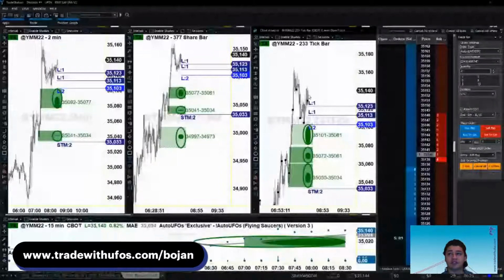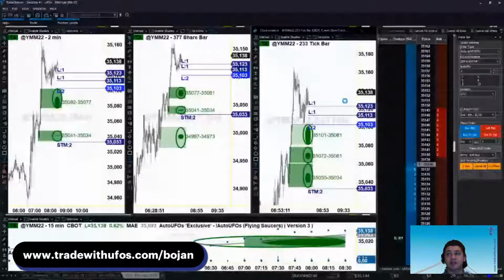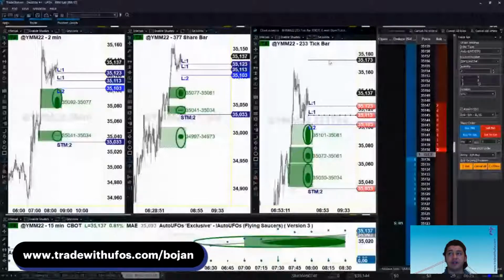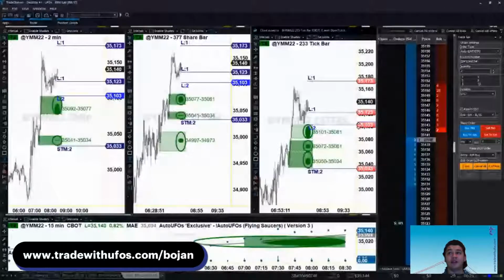35,173. See, this is what I don't like about this trade in particular. I'll show you right now. Let's enable chart trading so it's easier to drag this stuff around. 35,173. Okay, that's our T1. Remember, that's our safety target, right?